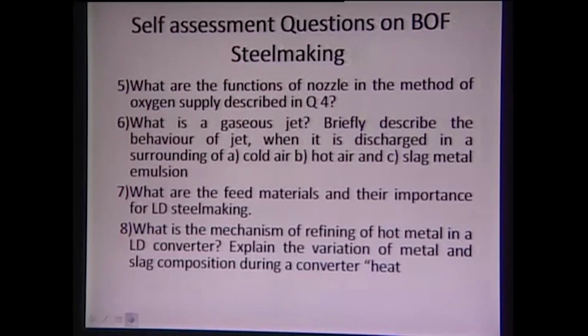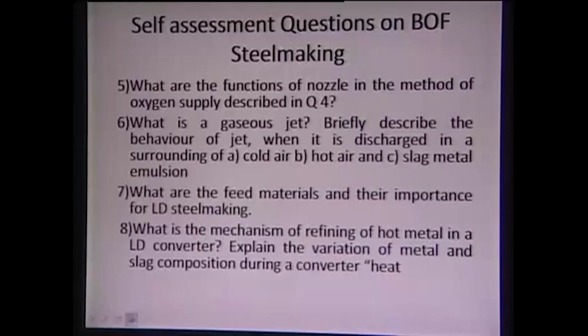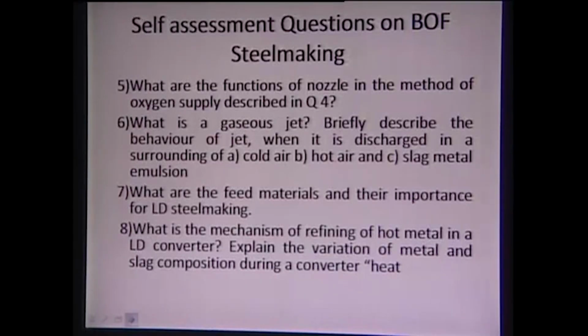Question number 5, what are the functions of the nozzle in the method of oxygen supply described in question 4? The nozzle converts a given flow rate of the jet into energetic supply, and I already described 4 or 5 functions that you have to bring over here. 6, what is a gaseous jet? Briefly describe the behavior of a jet when it is discharged into the surrounding of cold air, hot air and slag metal emulsion. Here you have to bring the ratio of density of jet to density of surrounding. 7, what are the feed materials? That I have already said.